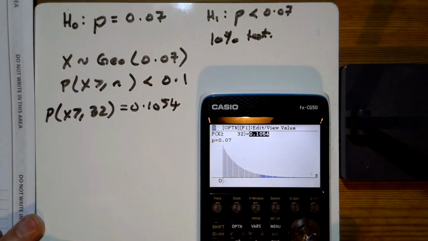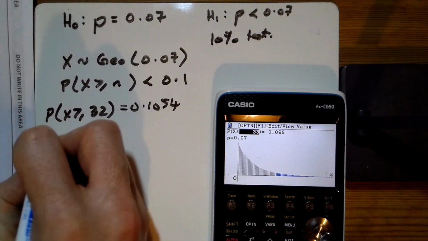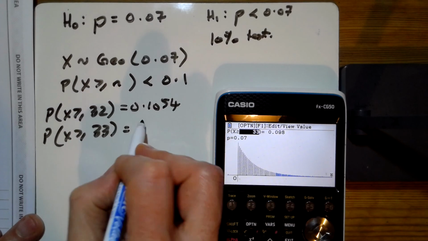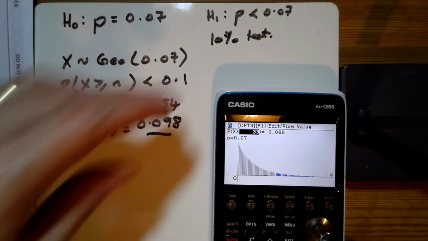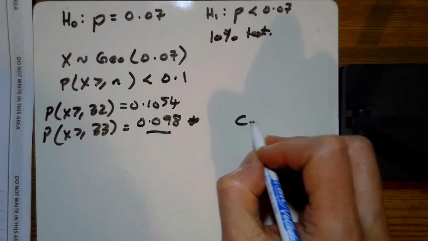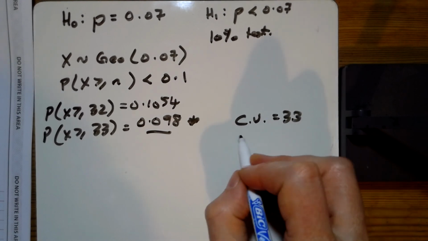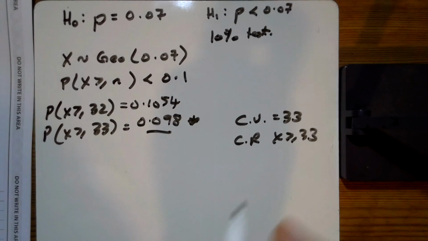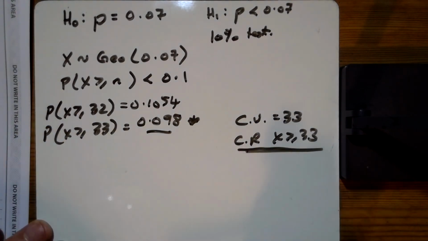0.1054. That's a tiny bit too big, isn't it? Like you do with all of these. So let's change it to 33 there. The probability that X is greater than or equal to 33 is 0.098. So there we go. There's the one we want. It's less than 10%. So our critical value is going to be 33. The critical region is X is greater than or equal to 33. And the question actually asks for a critical region, doesn't it? So that's the bit that we want.